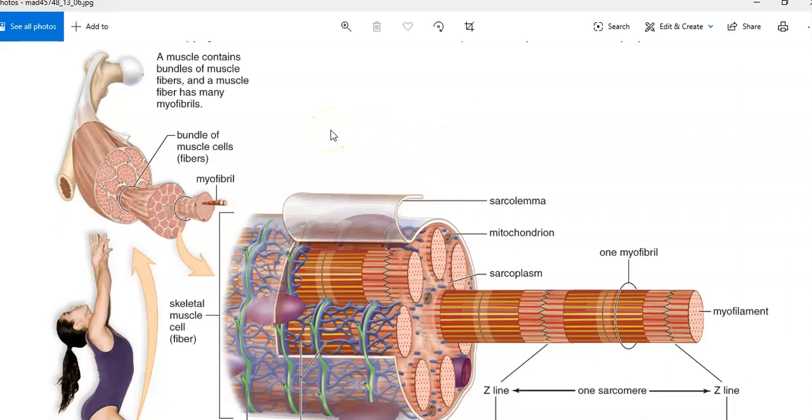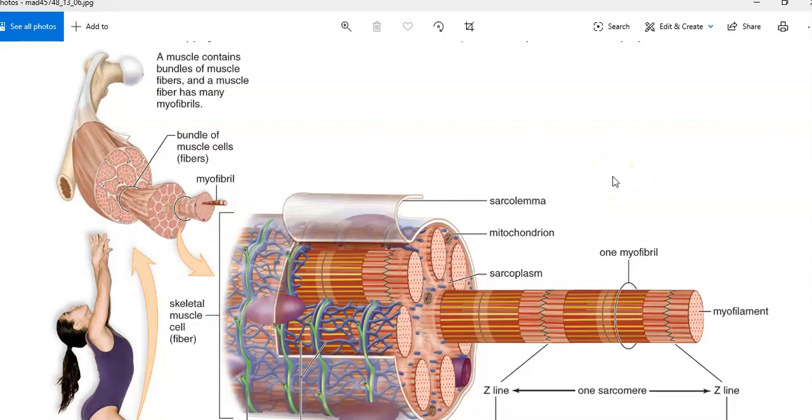Some might argue that it's the sarcomere. We'll get to that in a second. Your textbook has a bit of a misstatement. I don't want you to think about this muscle fiber or the myofibril, that many of which make up a muscle fiber. None of those is in and of itself a cell.